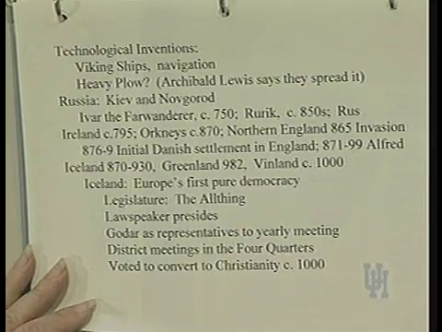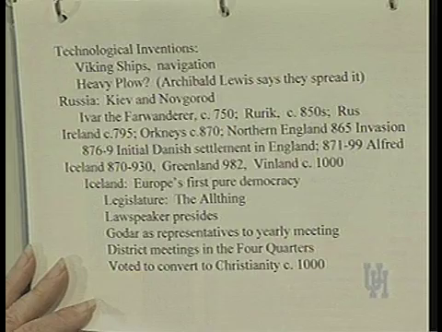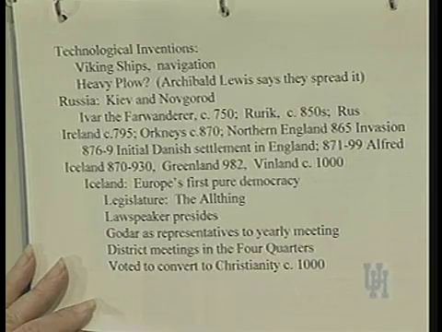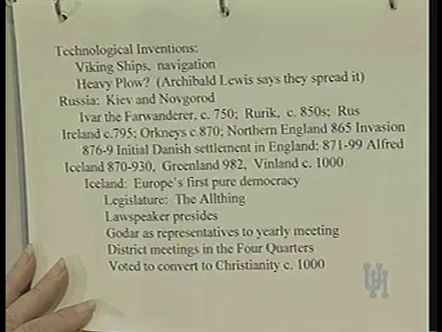Ireland was invaded for the first time around 795, and the Vikings conquered the Orkneys by 870. And in northern England, the first serious invasion came in 865, and that invasion, in fact, ended up in the complete conquest of England. In 876 to 9, there was the initial Danish settlement in England, and they actually colonized it.